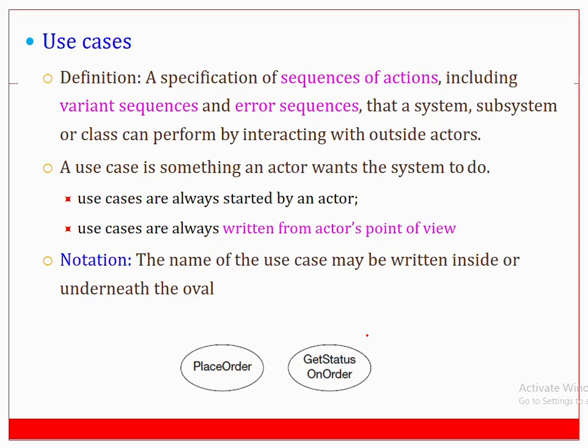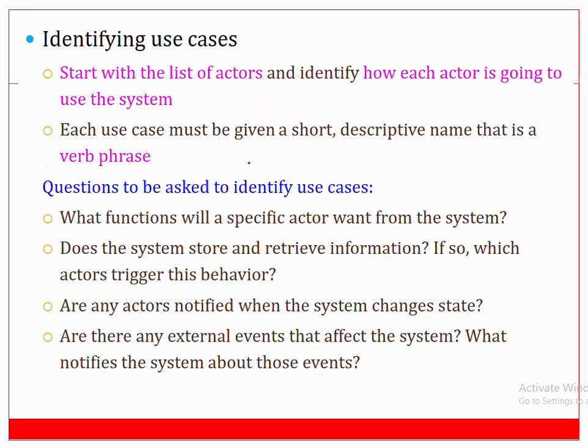Once the actors are identified, the next step is to determine the use cases. A use case represents a service that an actor expects from the system. Every use case is initiated by an actor and is always described from the actor's point of view. While identifying use cases, we ask questions such as what functionalities does the actor need? Does the system store or retrieve information? Does the system notify users when events occur? Each use case should have a short and meaningful verb phrase as its name, such as login, register student, or generate report.